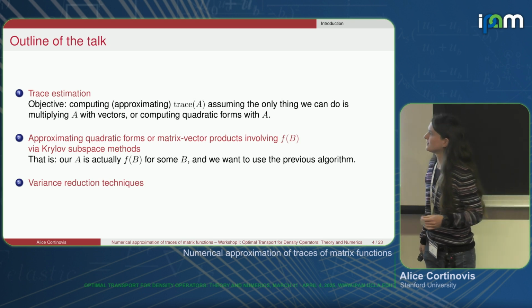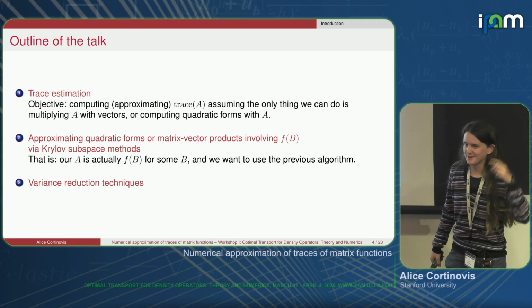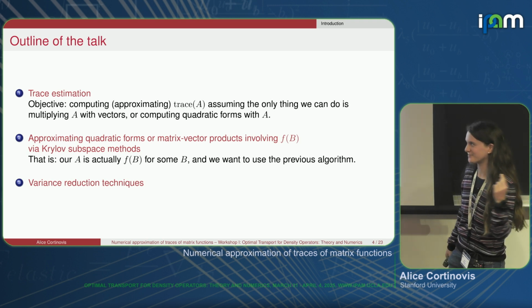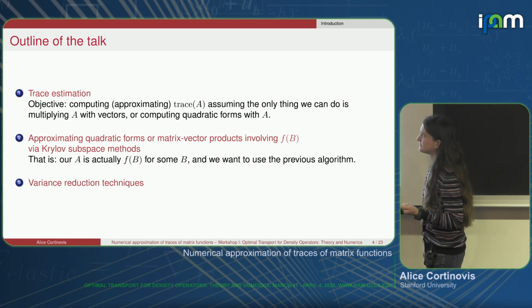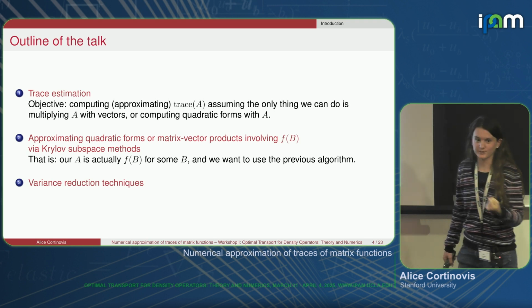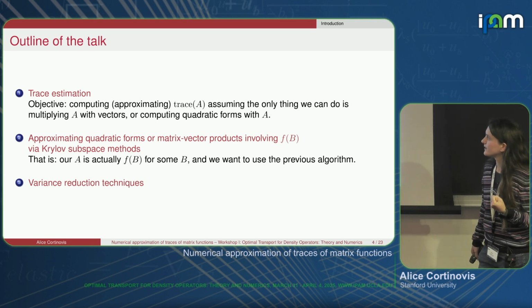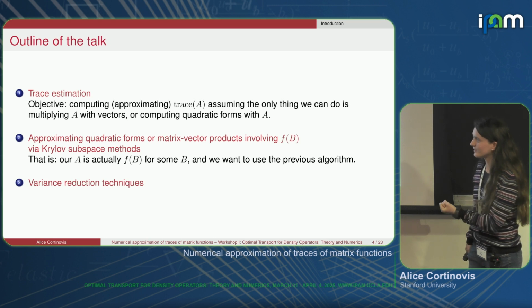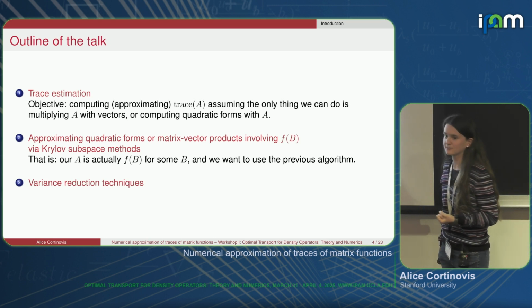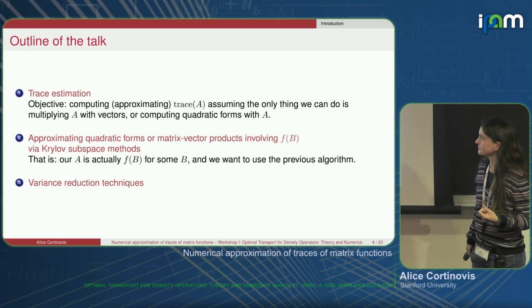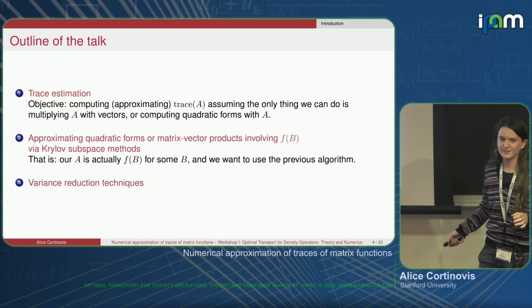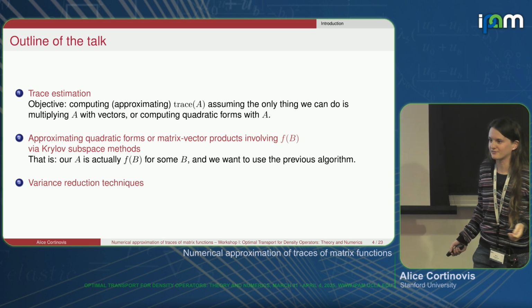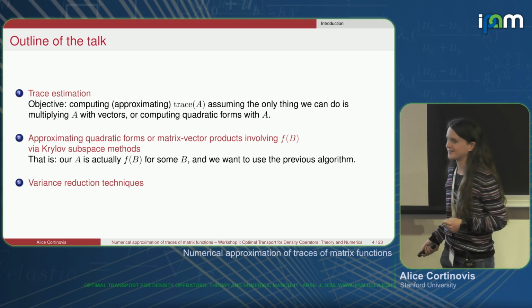Now, in the second part of the talk, we actually remember that we're interested in the trace of matrix functions. So we'll tell you how you can approximate matrix-vector products with the matrix functions or quadratic forms. And then in the last part, I will discuss some variance reduction techniques for this problem. Please feel very free to interrupt if you have questions or if the notation is not clear.